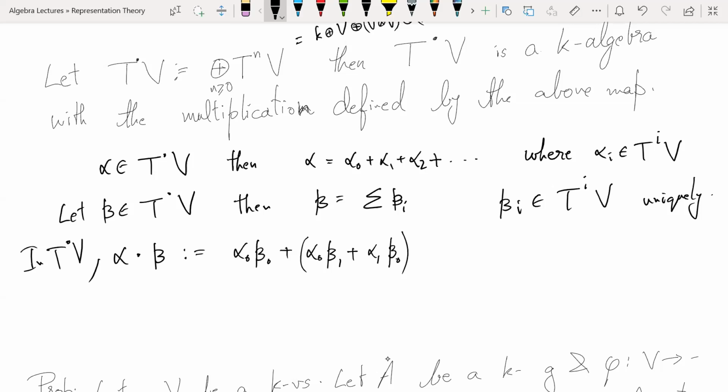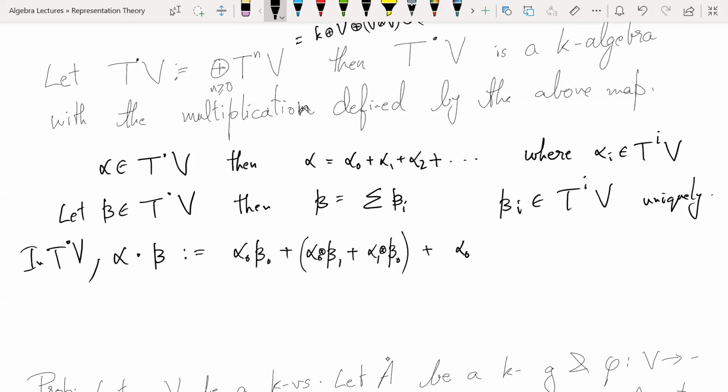I mean, this beta 0 you can put it here, but maybe I'll put it as tensors, with the convention that K tensor V and V tensor K is V itself. So here you can move it in front as well. But for the next few terms, it's difficult. You can't interchange the order. So the tensor algebra is not abelian. It's not a commutative ring.